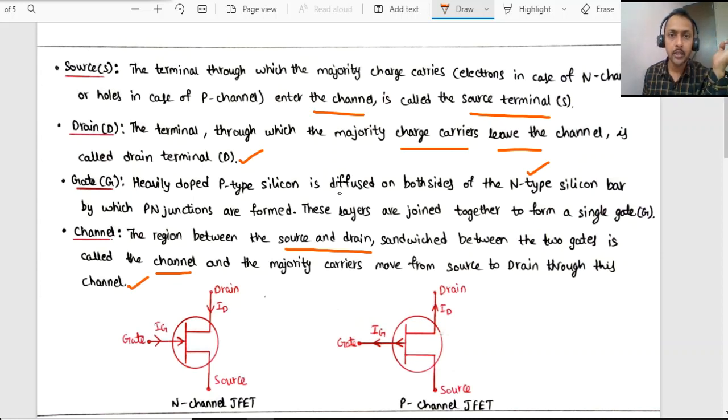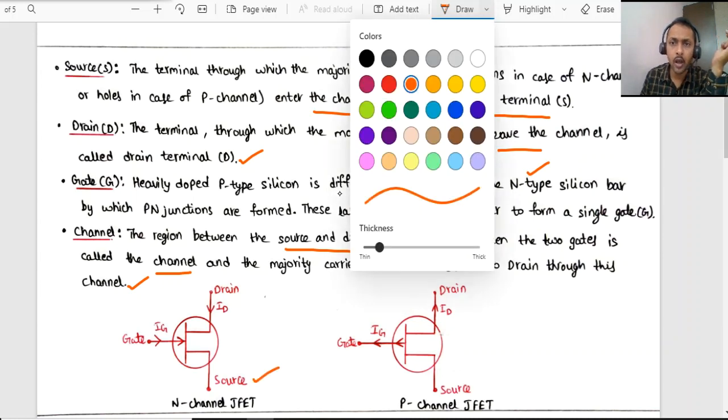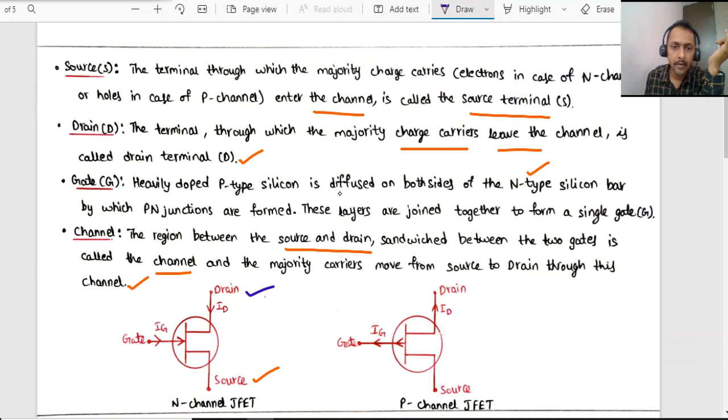So simply to say, the terminal through which the majority charge carriers enter the channel is called the source. Here this is the source. The terminal through which the majority charge carriers leave the channel is called the drain. This is the drain. If it is N channel JFET, the source will be N type, the drain also will be N type and the gate will be P type. If it is P channel JFET, the source will be P type, the drain also will be P type, and the gate will be N type. So these are to be highlighted while attempting questions on this topic.